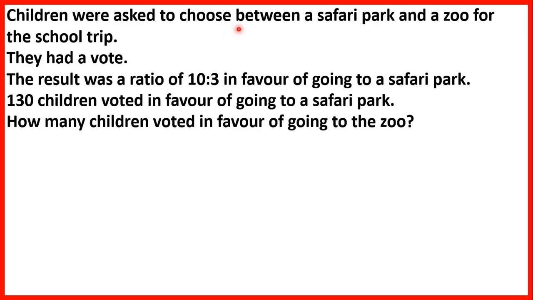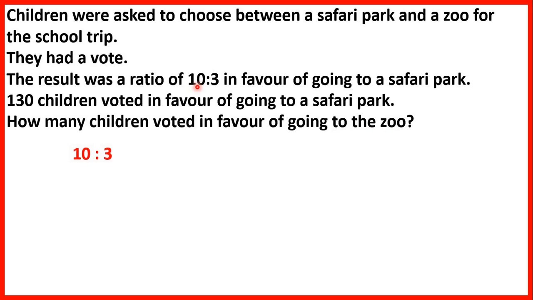Children were asked to choose between a safari park and a zoo for the school trip. They had a vote. The result was a ratio of 10-3 in favour of going to a safari park. 130 children voted in favour of going to a safari park. How many children voted in favour of going to the zoo?